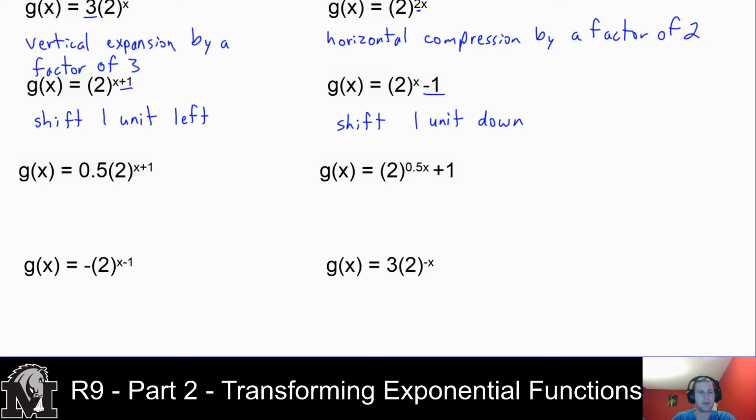For our next examples, we actually have two things happening. We have this number that's out in front of the base. So this is going to be a vertical compression. And then we have this horizontal shift. So first off, we have a vertical compression, and then we have the horizontal shift.